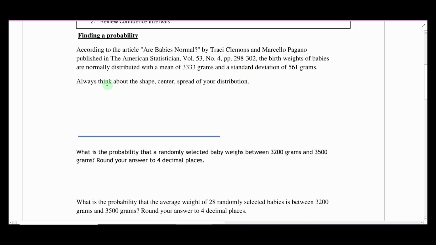Whenever I'm told about a population or a distribution, I always think about the shape, the center, and the spread. First thing they tell us is that it's normally distributed. This tells me the shape. So we're going to have something that looks like this, a normal distribution, that bell curve. The center is going to be the mean, since the mean is a measure of center. They're telling us the center of this distribution is right here, and it is 3,333 grams.